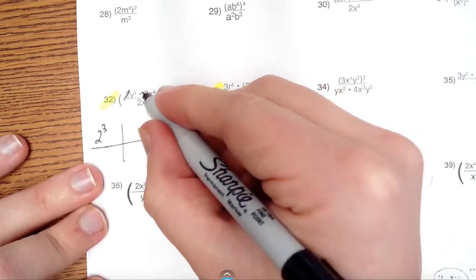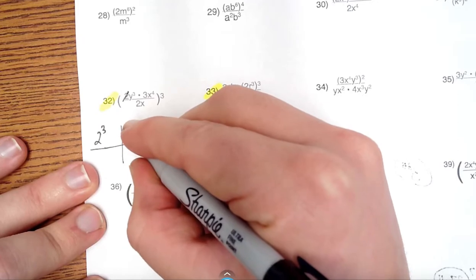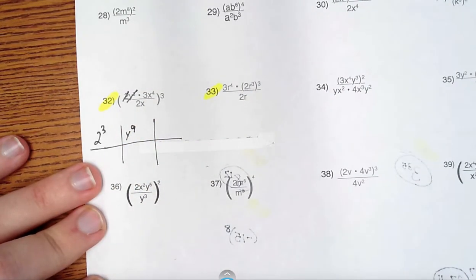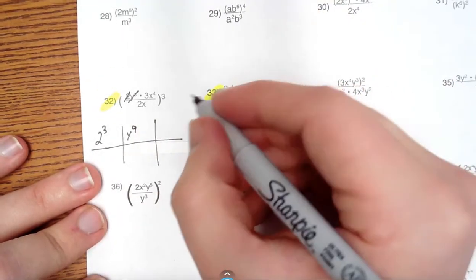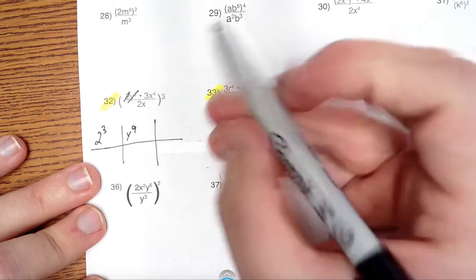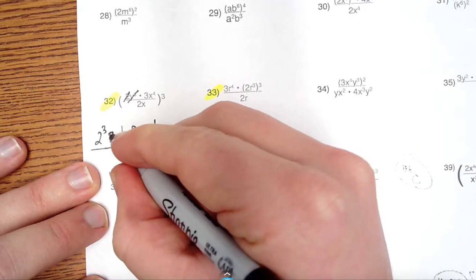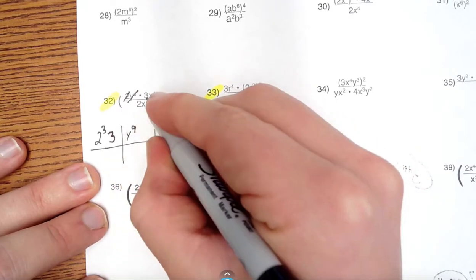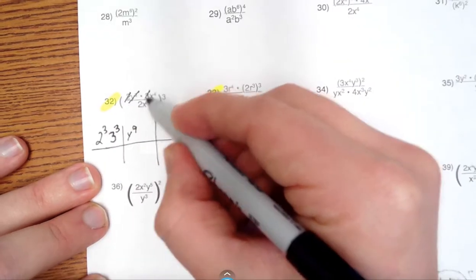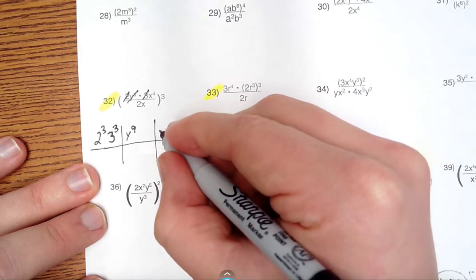So this y is inside the parentheses, so I have to multiply. 3 times 3 is 9. Y to the 9th. Next one is a 3. There's just one 3 here, no exponent. So I have 1 times 3 is 3. So I have 1 3. So I have 3 to the 3rd. X to the 4th power. 4 times 3 is 12.